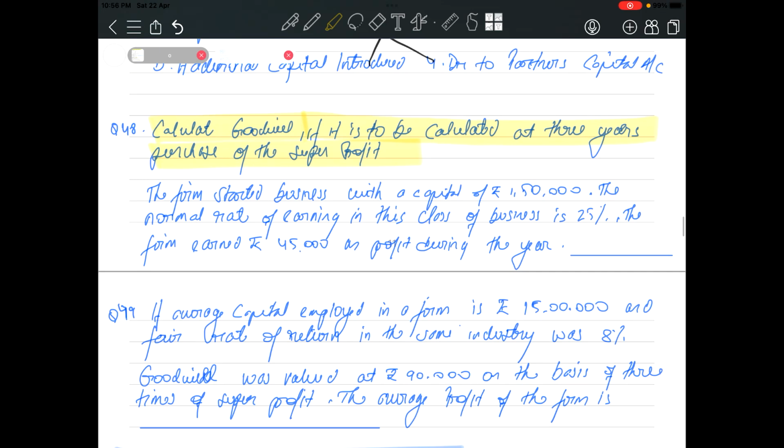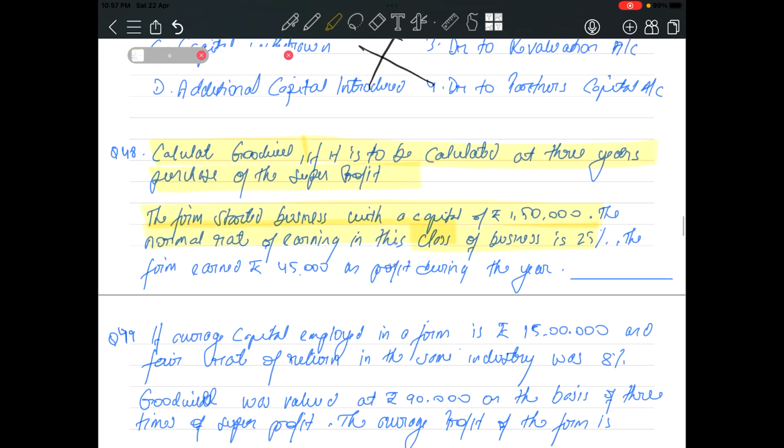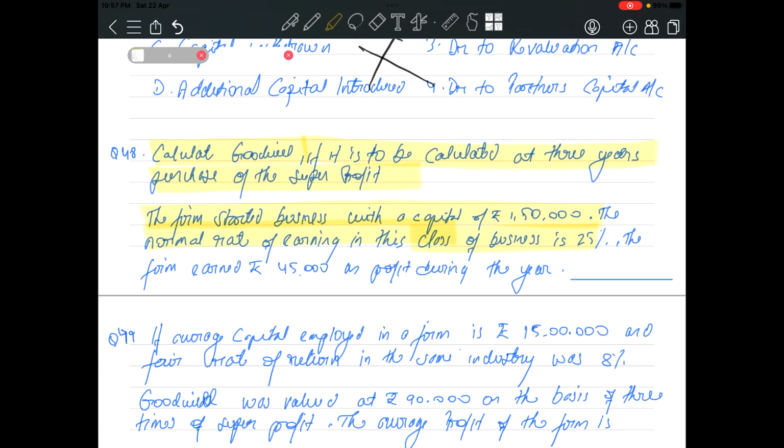The firm started business with a capital of 1,50,000. The normal rate of earning in this class of business is 25%. So the normal earning is 25%. The firm earned rupees 45,000 as profits during the year. Simple. Now let's try to solve this.